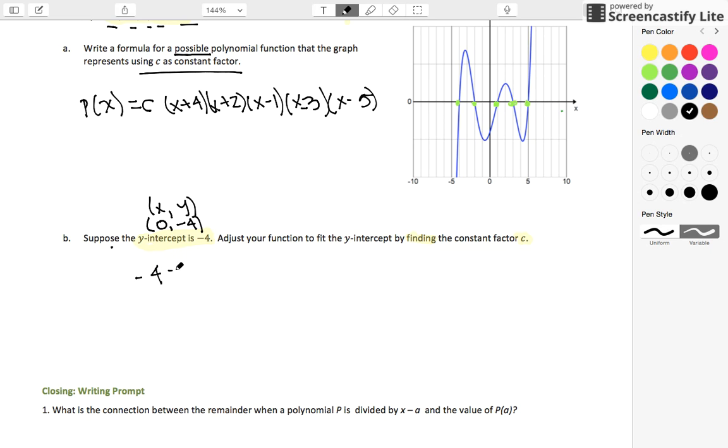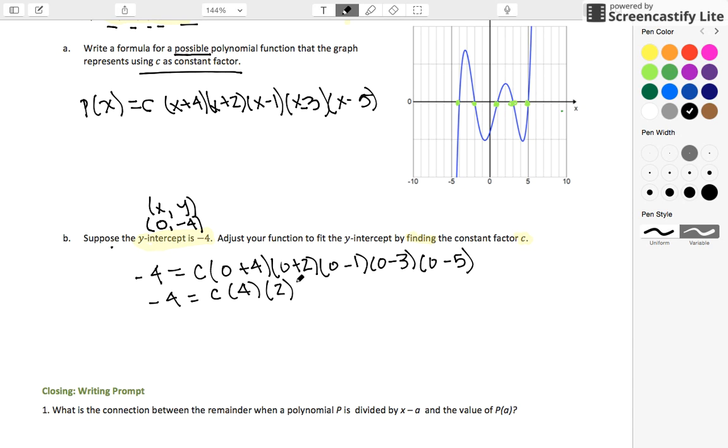So I'm going to have -4 equals c times (0 plus 4), (0 plus 2), (0 minus 1), (0 minus 3), and (0 minus 5). Okay, so I'm going to simplify this now. We have -4 is equal to c times 4 times 2 times -1 times -3 times -5. Cool. And we keep going until we get this simplified further. So we can do this in our head. 4 times 2 is 8.